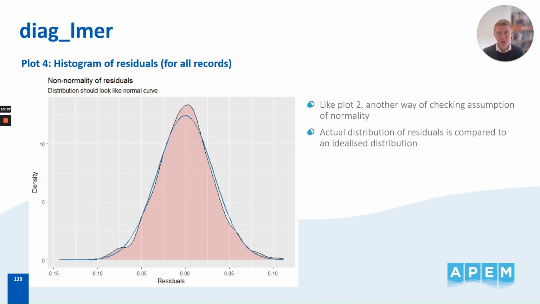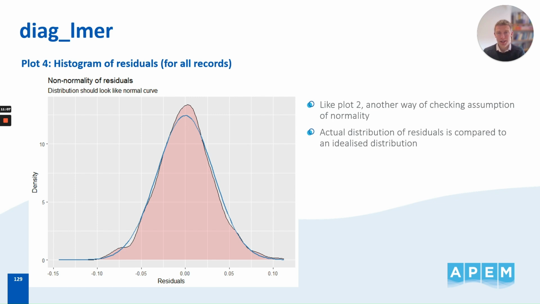The fourth plot that we get from the function produces a histogram of residuals. This is really an alternative to plot 2 for assessing the assumption of normality. The red shaded area shows the overall distribution of the residuals from our model, and the blue line shows a perfect normal distribution, which provides a reference point for assessing how close our residuals are to a true normal distribution.